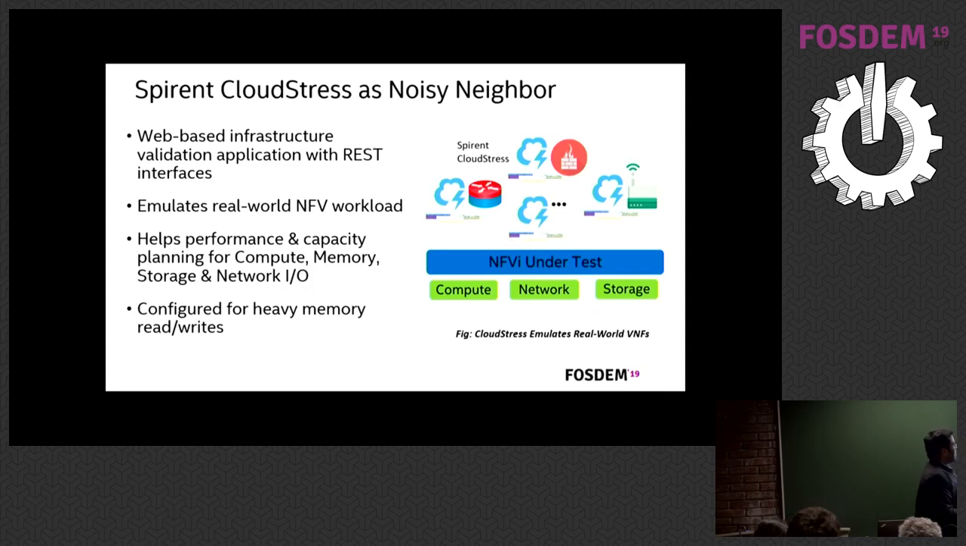Spirent Cloud Stress is a nice web-based infrastructure. You can deploy it as a VM and configure it to emulate a certain set of workloads. In this case, you configure it to have a lot of memory reads and writes. You can tune it to perform as a firewall or a router, so it depends on how you tune it. It can stress your compute, memory or storage.